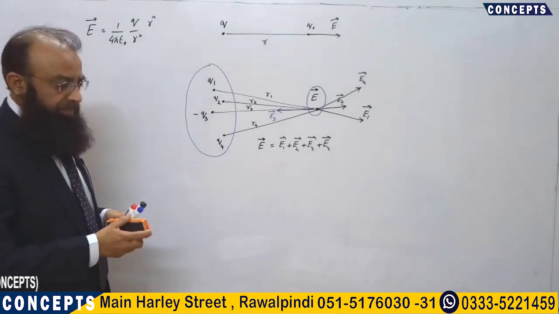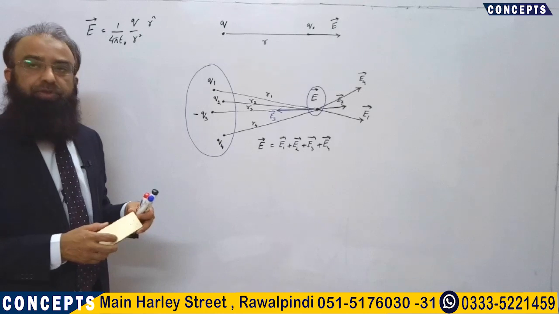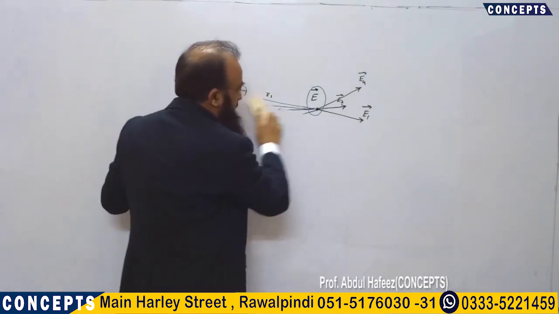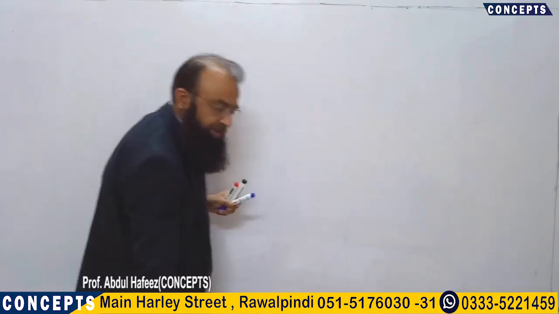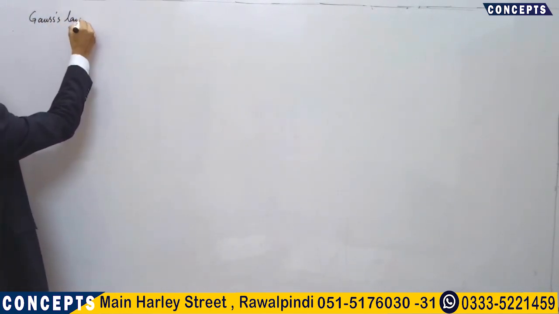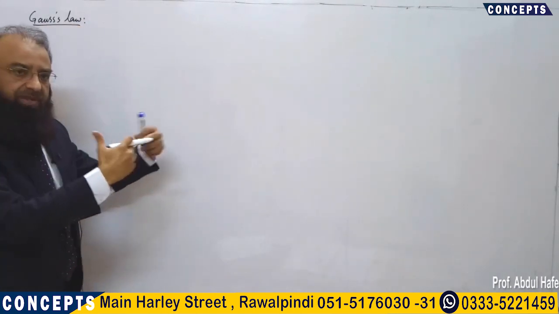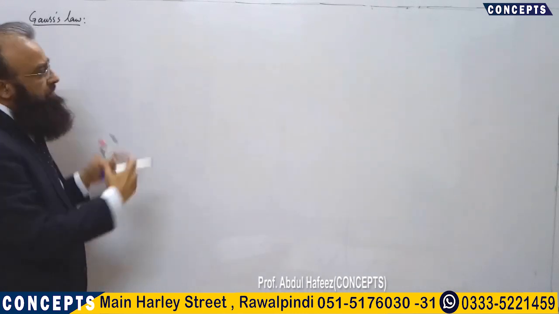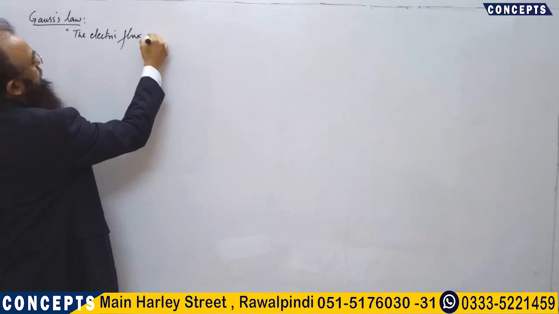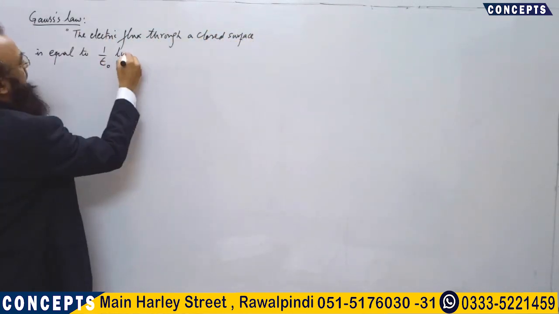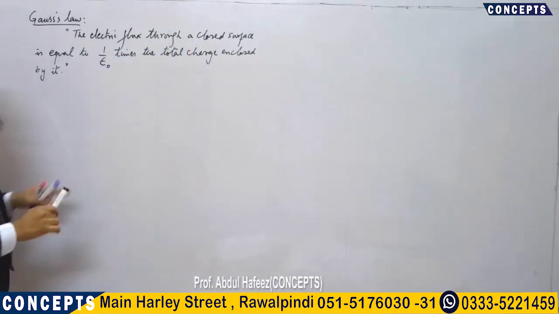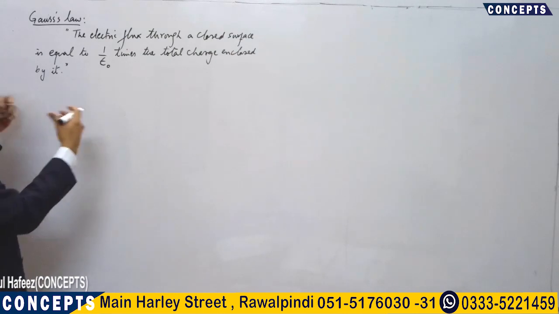Now, if we want to find the electric field intensity due to this distribution of charge, we are going to use Gauss's law. First of all, we state this Gauss's law, and then we'll derive the formula for that. Let me state this Gauss's law. Again, I'm telling you, it develops a relationship between the charge and the electric field set up due to that charge. So according to the statement of Gauss's law, the electric flux through a closed surface is equal to 1 over epsilon naught times the total charge enclosed by that surface.